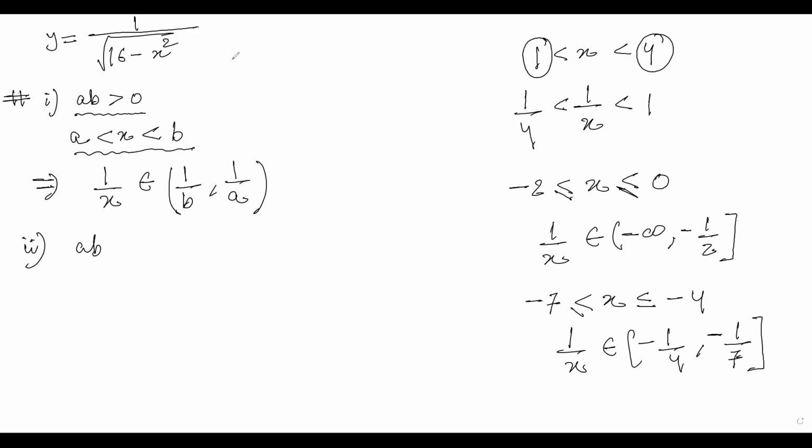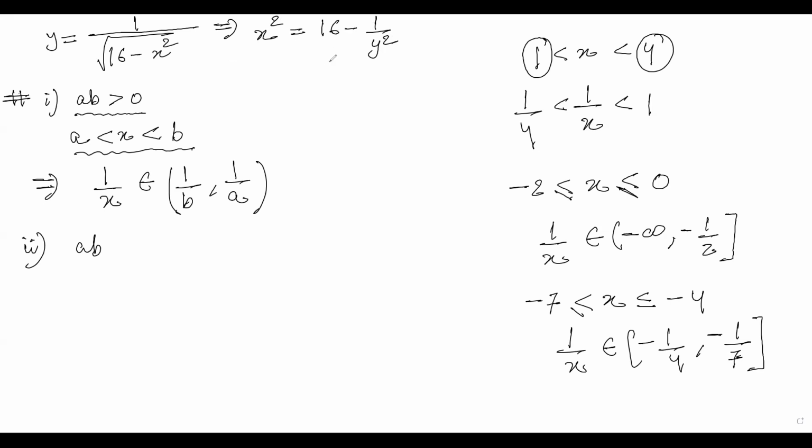After solving it, we won't consider the negative one in the root, only the positive one, right? Yes. So we will take it as 1 by 4, and minus 1 by 4 will be rejected, won't be considered. Right. Okay, sir.